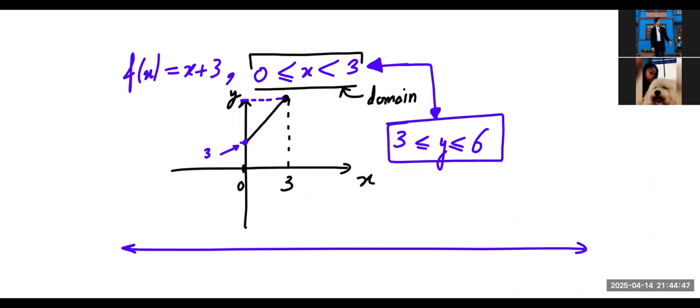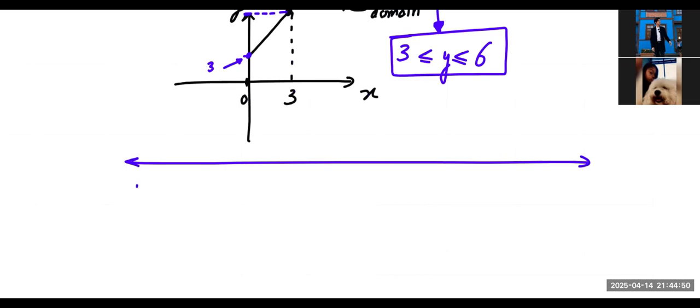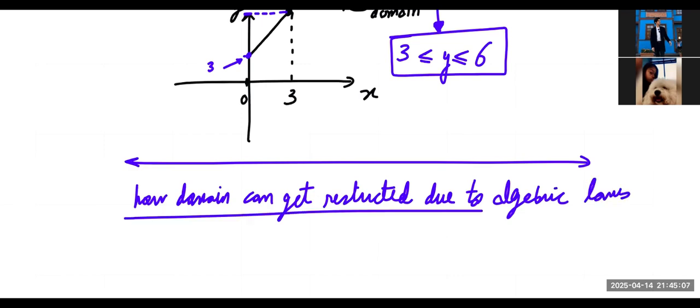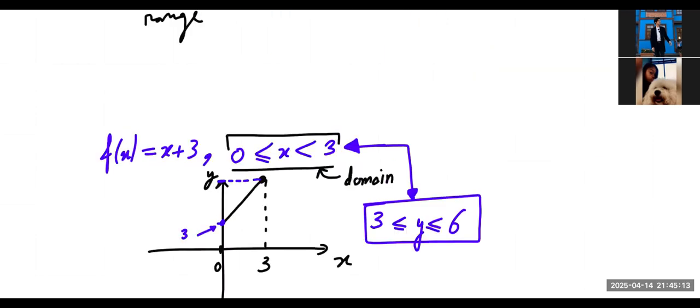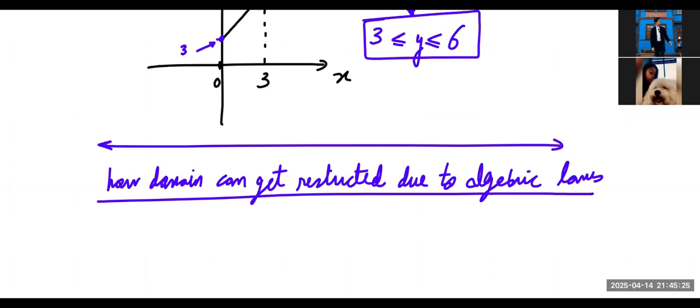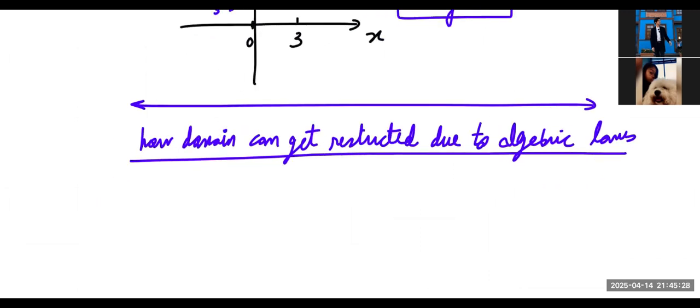Okay. We also need to talk about how domain can get restricted due to algebraic laws. There are two situations that actually cause the domain to become restricted automatically. Like you see over here, I chose to make x between 0 and 3, right? That's my decision. I could have made it anything. But sometimes a restriction happens on the domain that is caused due to algebraic laws, not because of me wanting to make a restriction. There are two things to be careful for.